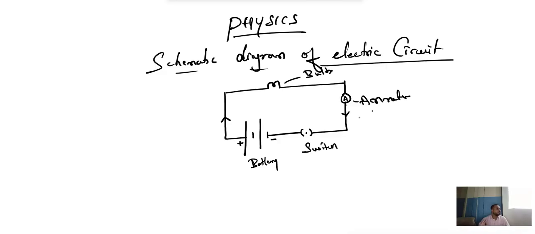This is a schematic diagram, a simple diagram of how the circuit looks. Understood? Now, resistors are connected in series. Next diagram.